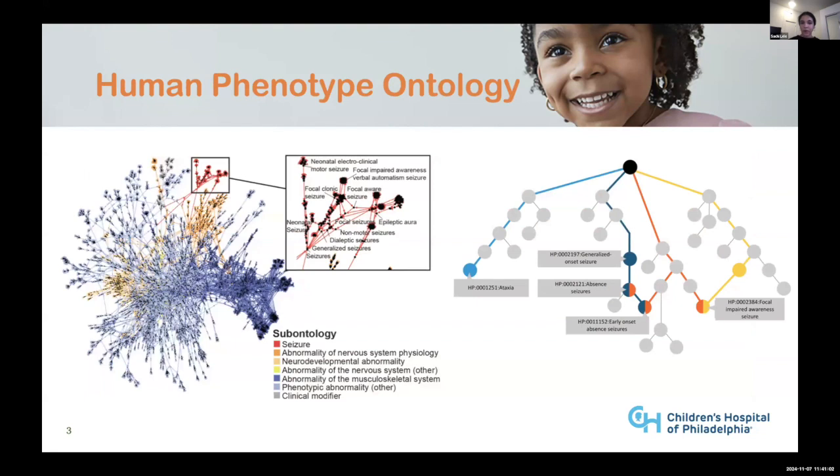So what is HPO, or the Human Phenotype Ontology? It's essentially a big dictionary filled with thousands of different clinical terms to describe individuals. On the left is the full HPO with 30,000 clinical features, and on the right is a smaller subset. You can see here that absence seizures and focal impaired awareness seizures are a lot closer than, say, ataxia and absence seizures.